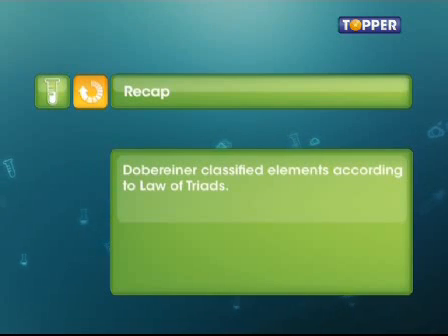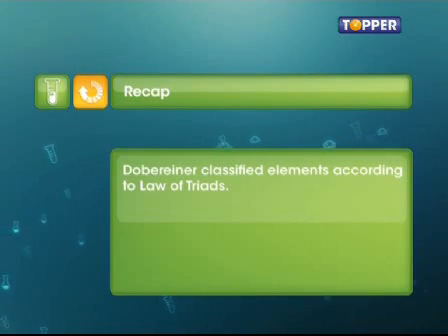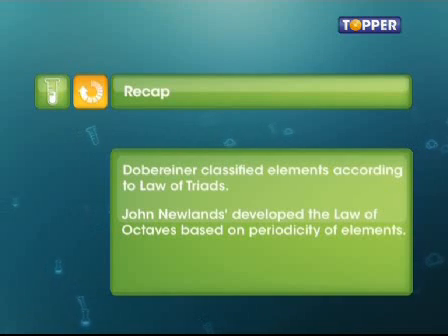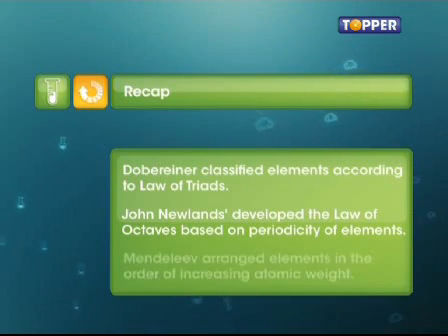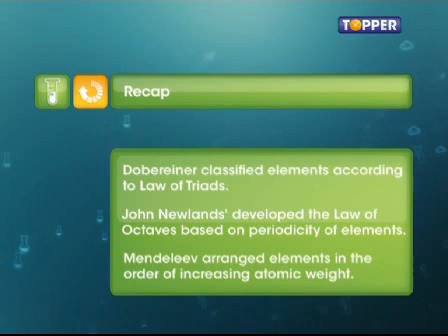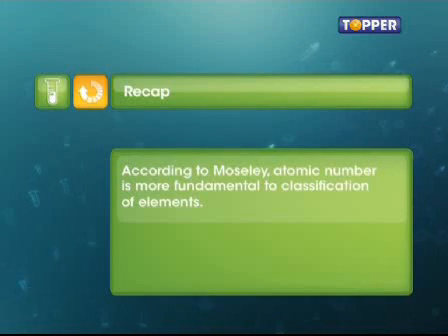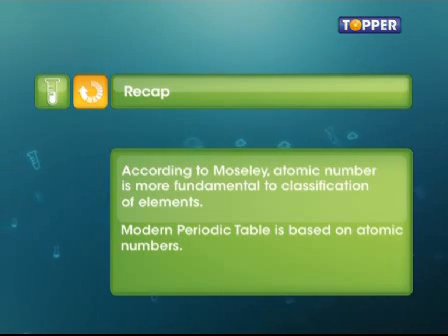Dobereiner classified elements according to the law of triads. John Newlands developed the law of octaves based on periodicity of elements. Mendeleev arranged elements in the order of increasing atomic mass. H.G.J. Moseley showed that atomic number is more fundamental to the classification of elements than atomic mass. The modern periodic table is based on atomic numbers.